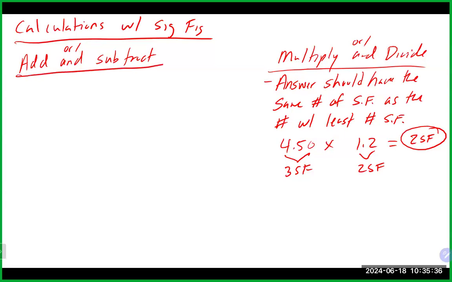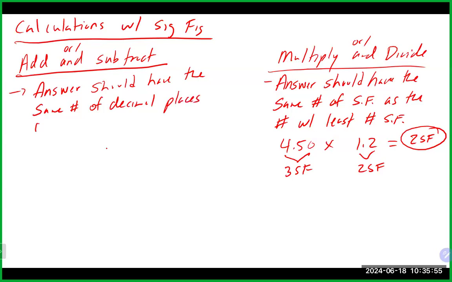When we add and subtract, we're actually looking at decimal places and not significant figures. So our answer should have the same number of decimal places as the number with the least number of decimal places.